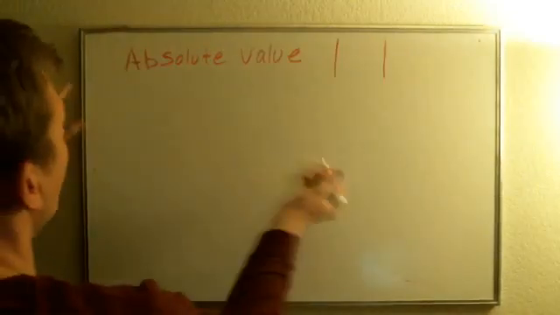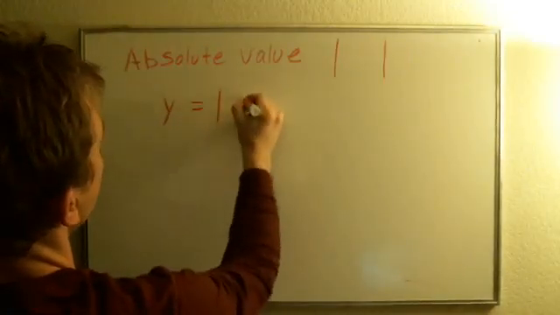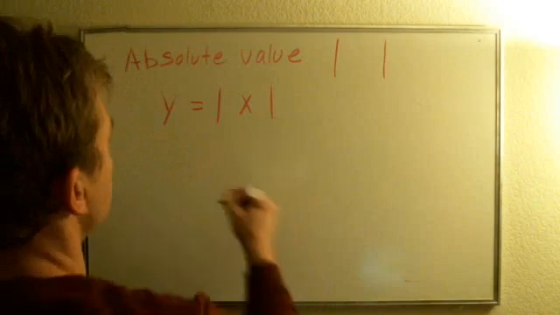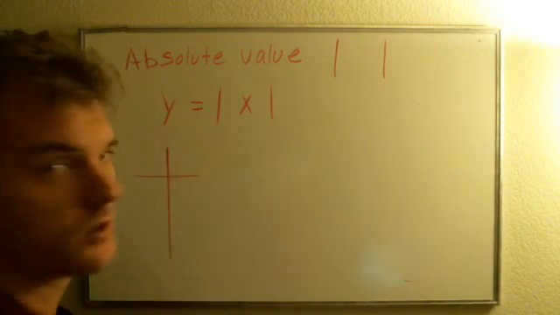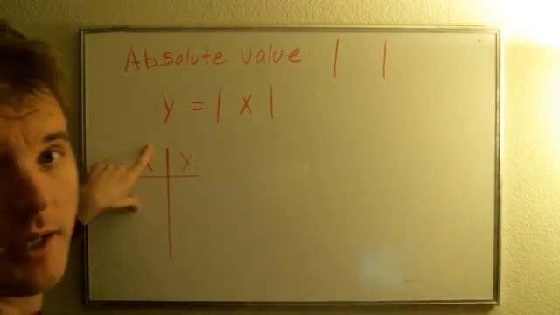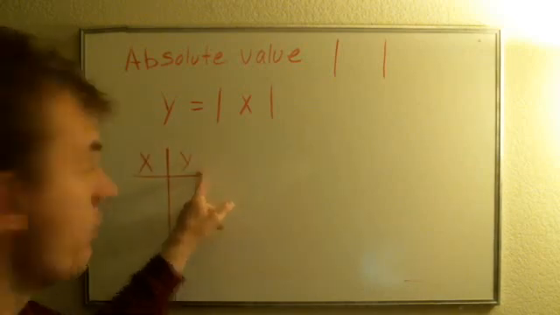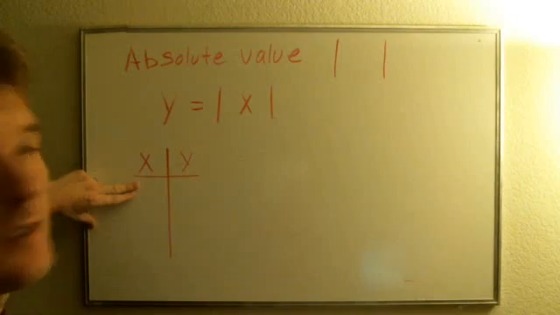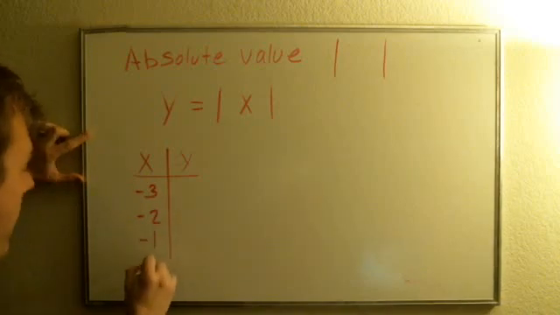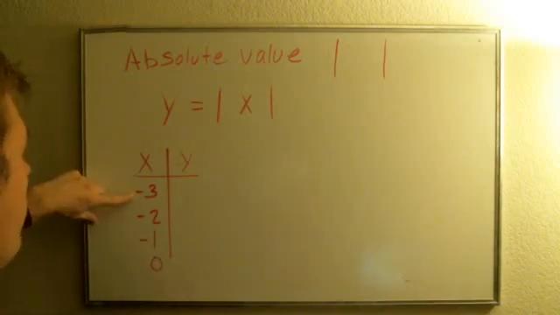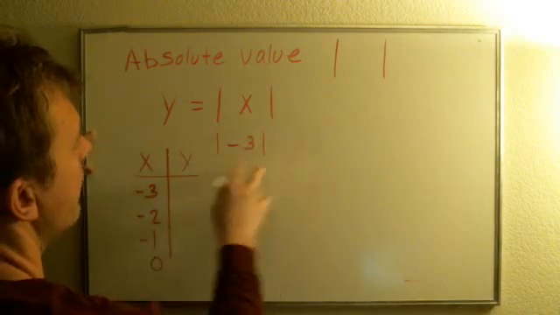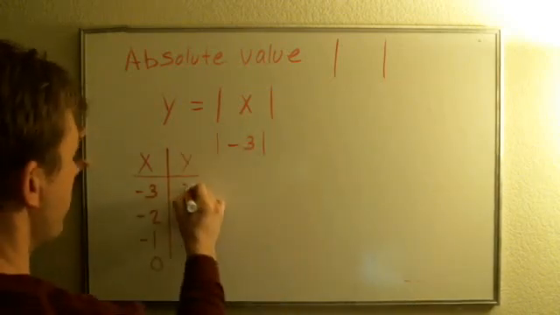So we're going to take y equals the absolute value of x. This is our basic graph of an absolute value function. So we're going to take a table of values. Table of values looks like this. We're going to put x's here and y's here. So you're independent, dependent. So let's pick some values. Let's pick -3, -2 and -1, and let's pick 0. If you put -3 into the absolute value, we know it's going to be 3.